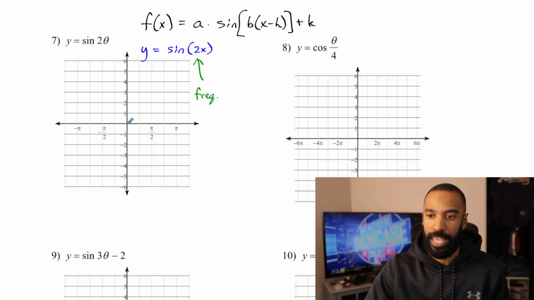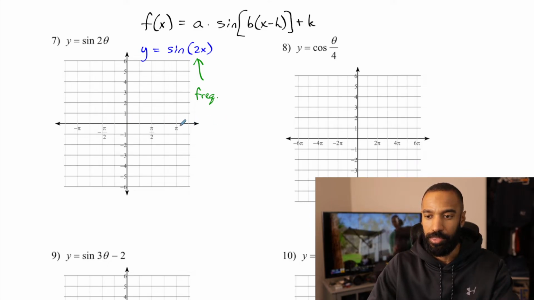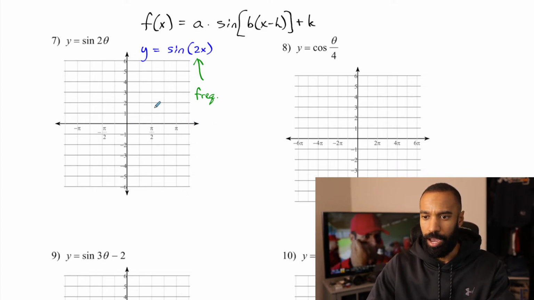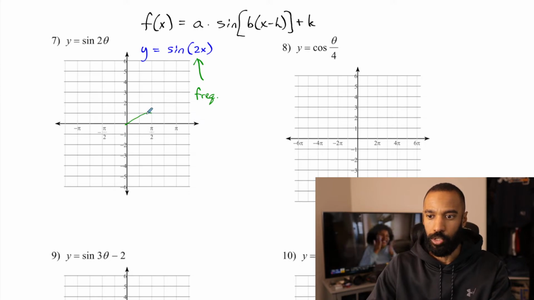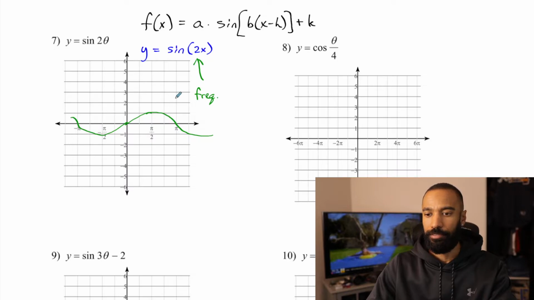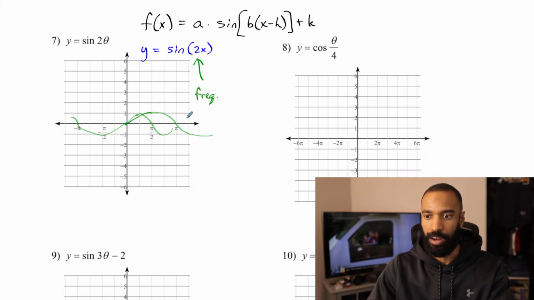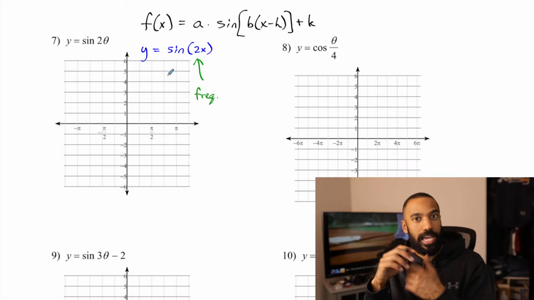Generally, your graph would hit... Oh, and notice how this thing's stretched out. This is pi over 2 and pi right there. Well, anyway, normally your graph would do this. Now your graph is going to be doing half that. Here it's going to hit, and it's going to take less time to complete a cycle.